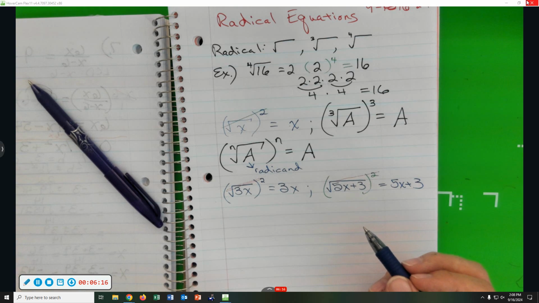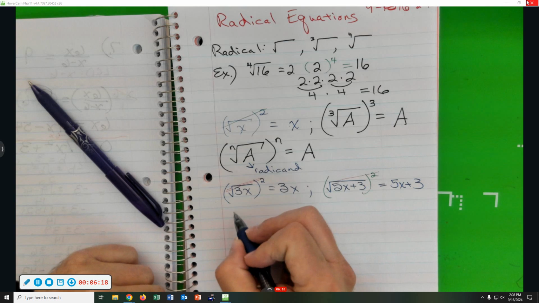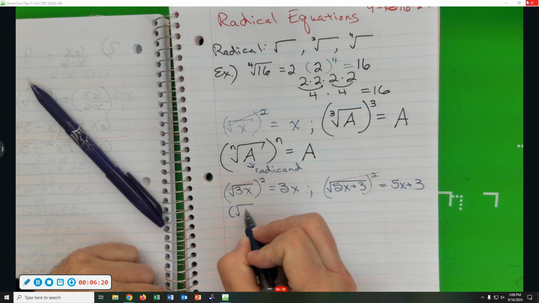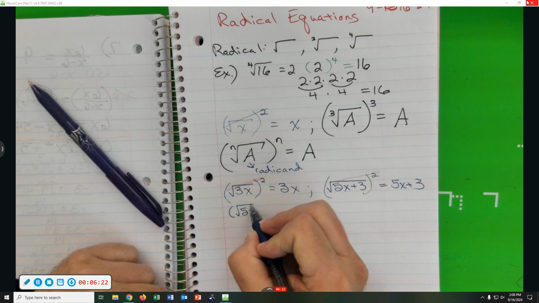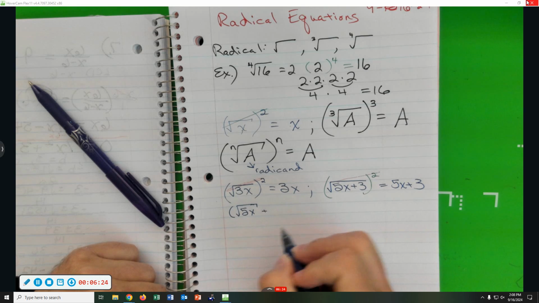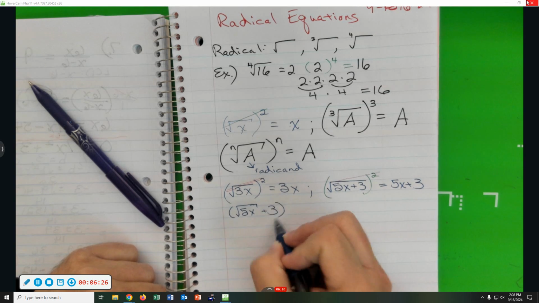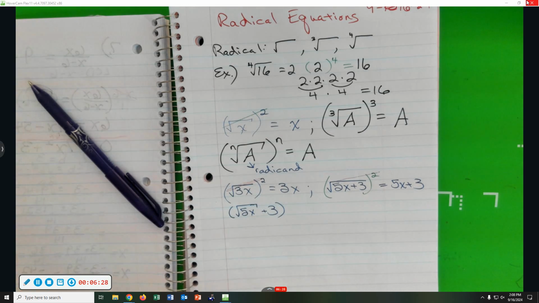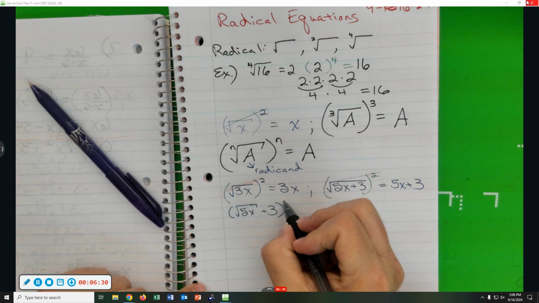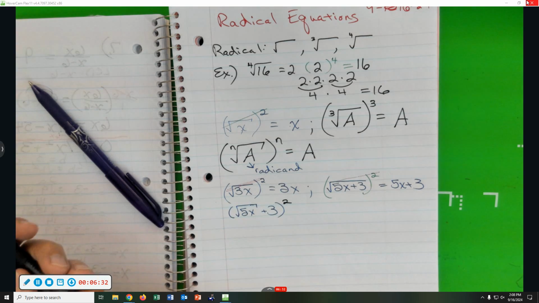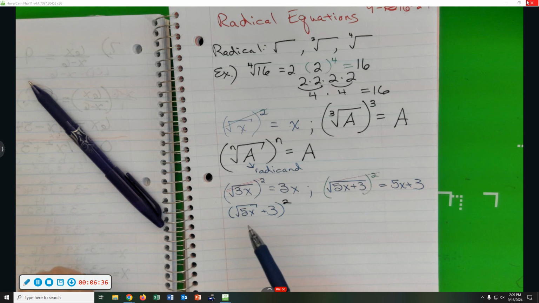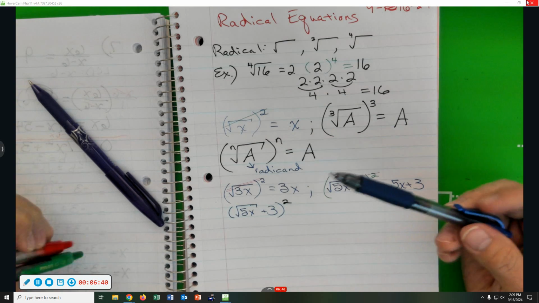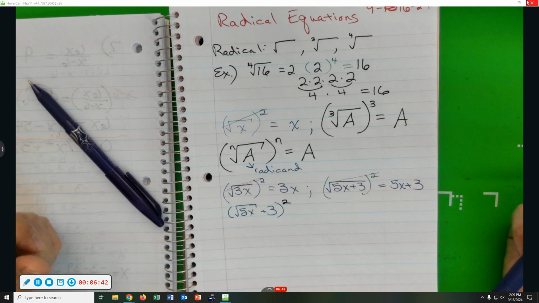What I'm concerned about is the following expression. Suppose we had the square root of 5x, but the plus 3 wasn't under the radical. We had the square root of 5x and a plus 3, and it's being squared. It is not just going to be 5x plus 3. No, or 5x plus 9. It's not going to be 5x plus 9 either.